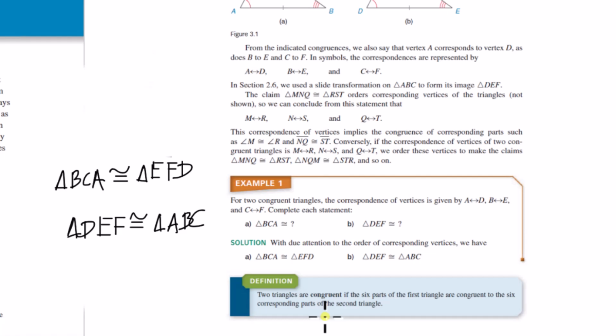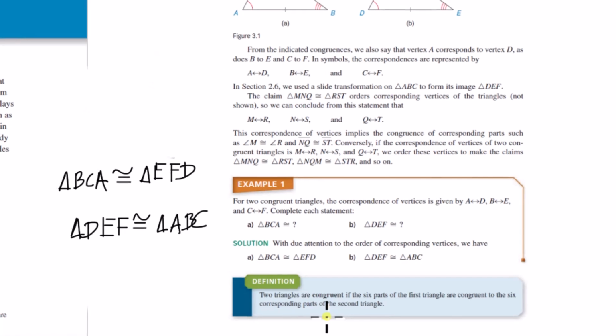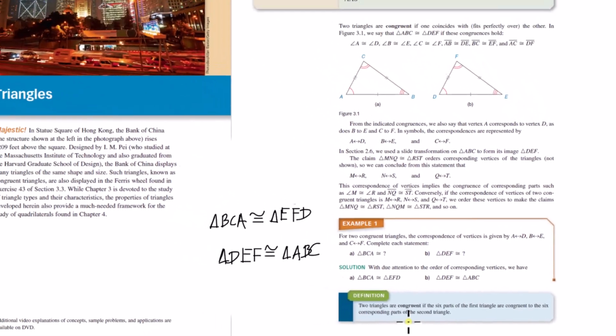Well, what are the features of a triangle? There are 6 features. When I'm saying features, I guess you could call a vertex a feature, but I'm really talking about measurable features. There are 3 angles and 3 side lengths with a triangle. So if the 6 corresponding features of a triangle are congruent to the 6 corresponding features of another triangle, then those triangles are congruent.